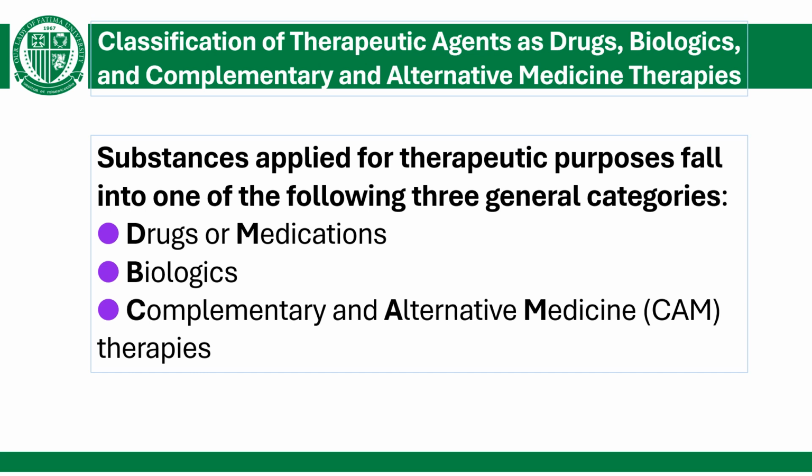Now, for the classification of therapeutic agents as drugs, biologics, and complementary and alternative medicine therapies, we have the three types or three general categories. We have letter A or number one, drugs or medications. We need to understand this part. We also have the biologics, or where the medications come from. And then complementary and alternative medicines. What are these? That's what we're going to find out.